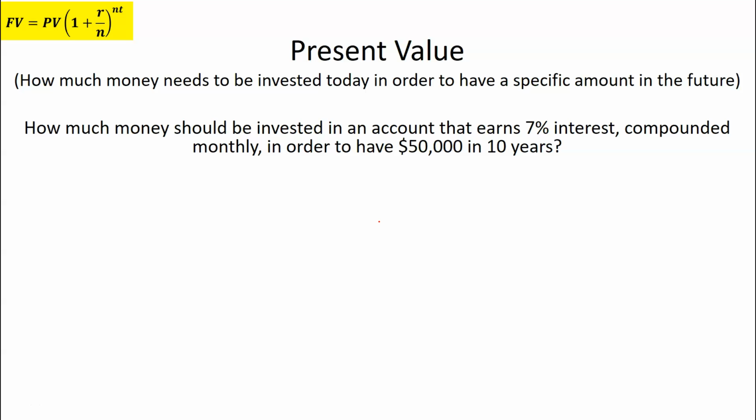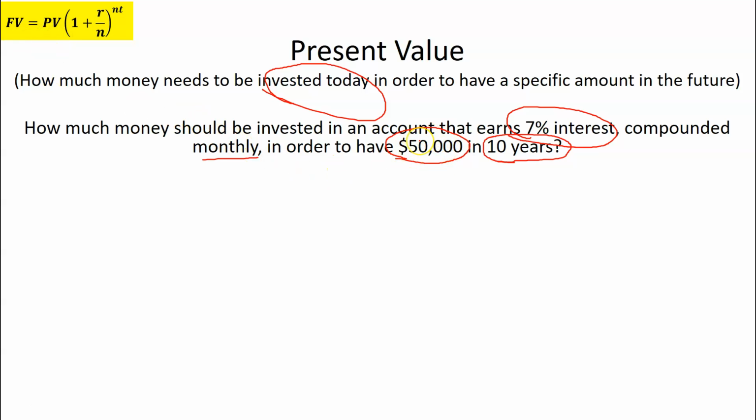So let's take a look at this. How much money needs to be invested today? That's present. How much money needs to be invested today in order to have a specific amount in the future? So here would be a scenario. How much money should we invest in an account that earns 7% interest, compounded monthly, in order to end up with $50,000, that's a future value, in 10 years? Okay, so in this situation here, we're trying to solve for the present value. Notice I switched from P and A to just present value, future value.